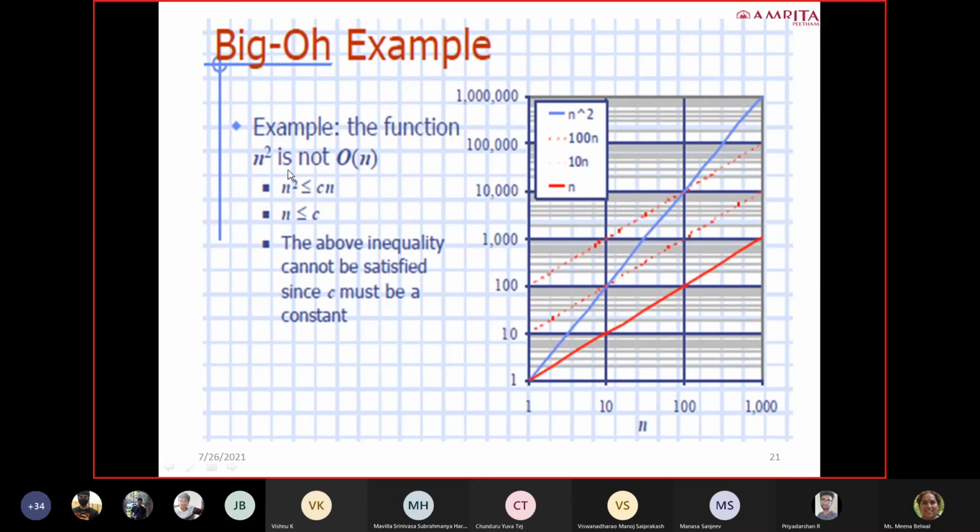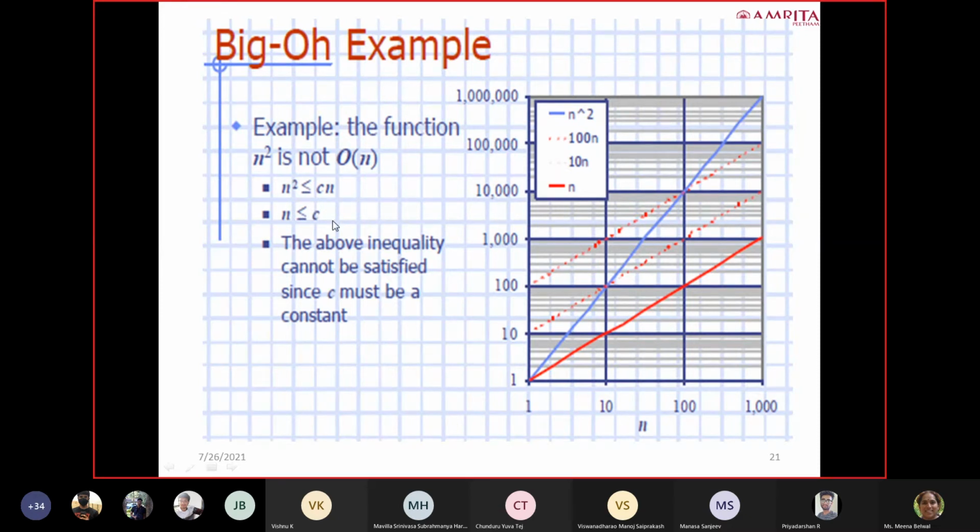But if this was true, if I'm saying that n square is O of n, that means I should be able to find something like this, that Fn is less than or equal to C of Gn. If I assume this was true, then n square should be less than or equal to C of n. Then I will get that n should be less than or equal to C.